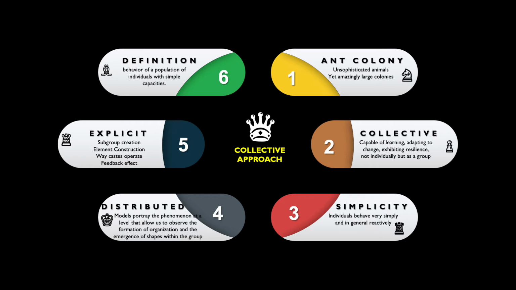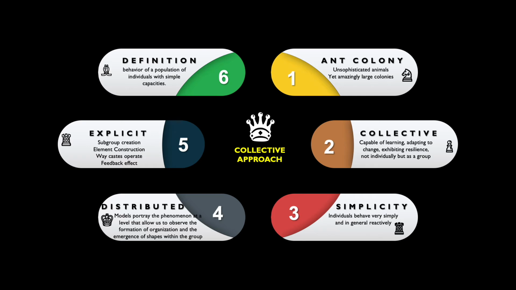Distributed models, for example, individual based, agent based, or based on some representation of the interactions, etc., portray the phenomena at a level that allows us to observe the formation of organization and the emergence of shapes within the group. They allow us to model, describe, and study the interaction of individuals with other individuals and with the environment.